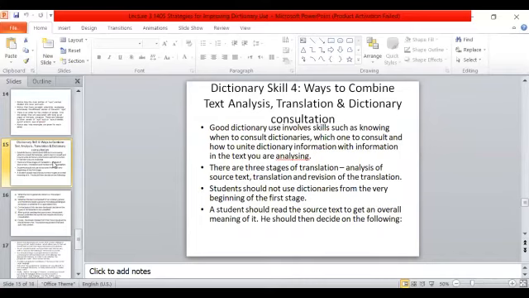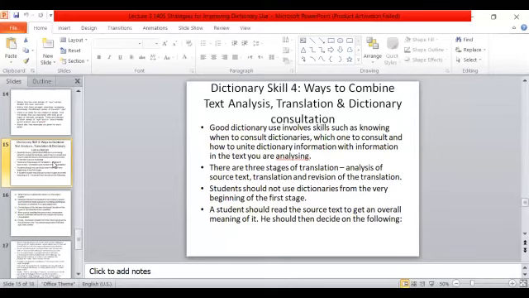This is the main idea behind this dictionary skill. It's telling you that in order to be able to translate well, what you have to do is that you have to read. You go in 3 stages. The first stage is analyze, reading the source text.